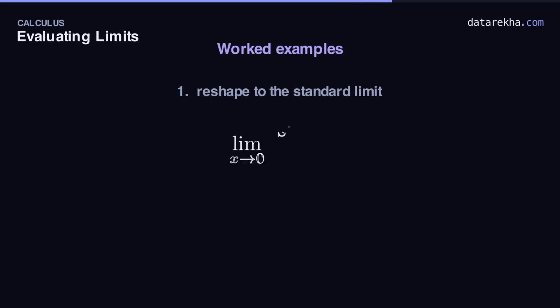Let's put the standard sine limit to work. First, the limit as x approaches 0 of sine of 3x over x. Substituting gives 0 over 0, but this is so close to our friend sin x over x. The standard form needs the same thing inside the sine as underneath. So, multiply and divide by 3. Now it's sin 3x over 3x, which goes to 1, times that leftover 3.